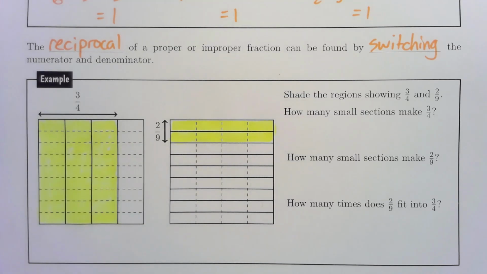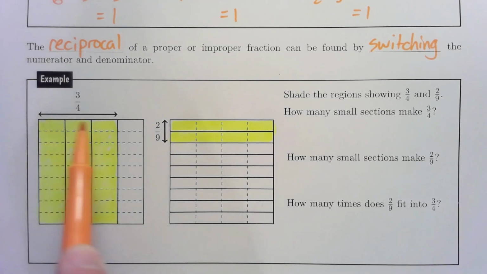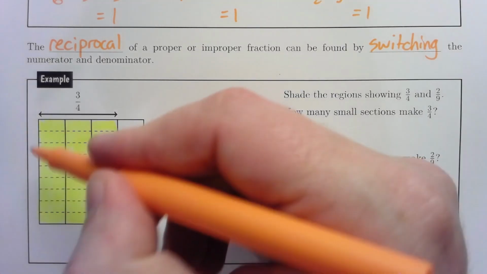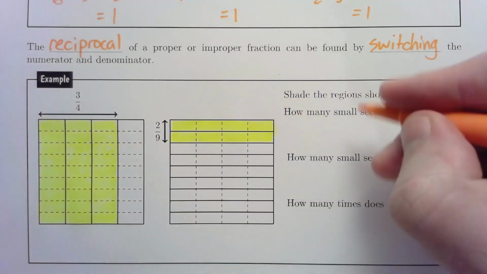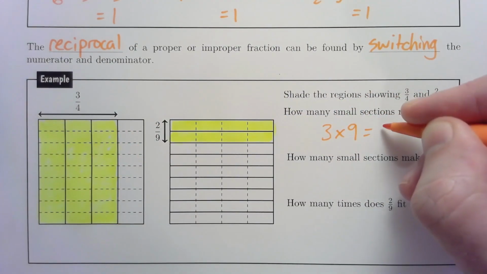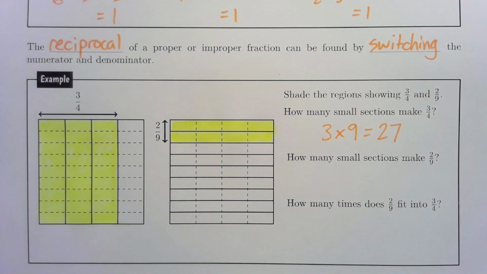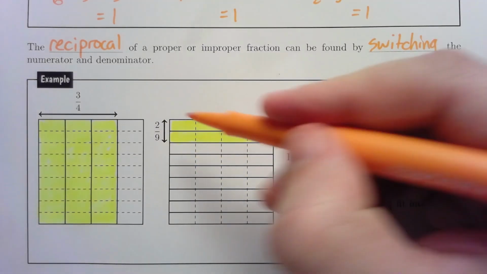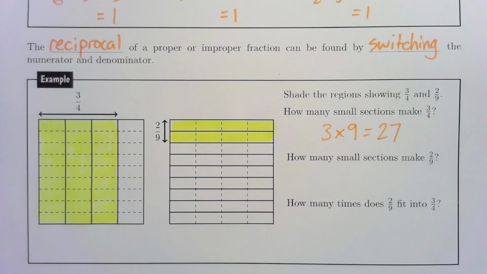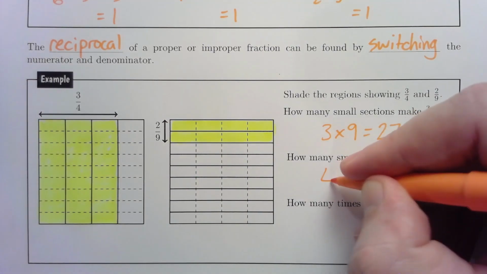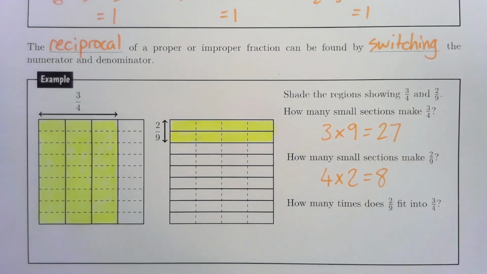So, how many small sections make up 3/4? Well, we have an area which is 3 sections wide and 9 sections high. So, the number of sections it has is 3 times 9, which is 27. How many sections does 2/9 take up? Well, we have an area which is 4 sections wide and 2 sections high. So its number of sections is 4 times 2, which is 8.